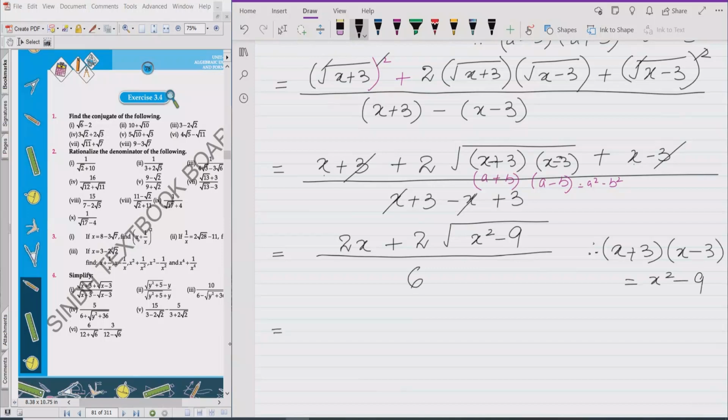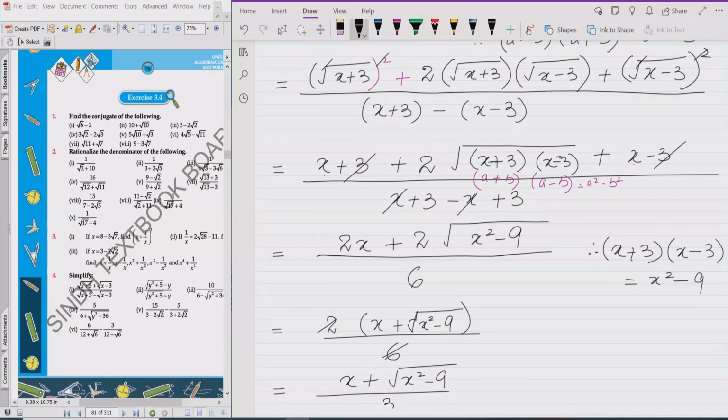Now we can take 2 common from the numerator: 2(x + √(x² − 9)) upon 6. 2 ones are 2, 2 threes are 6. Now we get (x + √(x² − 9)) upon 3, right? So this is the answer of this question.